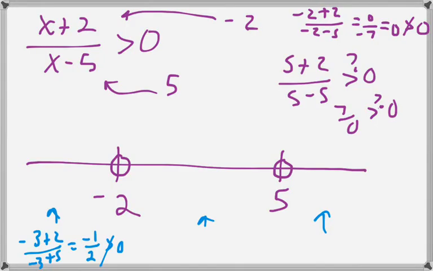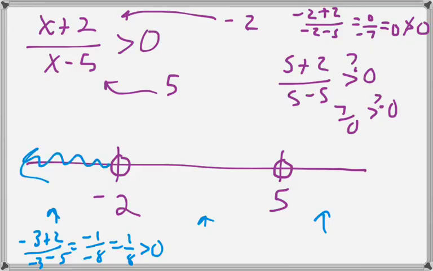So that means we do not have any solutions there. I'm sorry, I made a mistake there. That's not supposed to be a plus 5 on the bottom. That's supposed to be a minus 5. That makes a big difference in this case. So we get negative 1 over negative 8, which is positive 1/8. So actually, negative 3 is a solution because we got a true statement. So all of the numbers on this interval are solutions because we got a positive number.